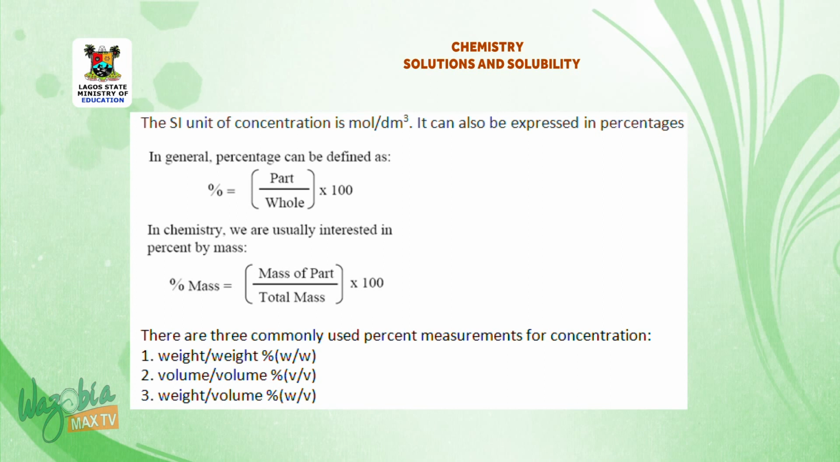It can also be expressed in percentages. In general, percentage can be defined as part over whole times 100. In chemistry, we are usually interested in percentage by mass, and percentage by mass equals mass of the part over total mass times 100%. There are three commonly used percent measurements for concentration: 1, weight per weight; 2, volume per volume; and 3, weight per volume.